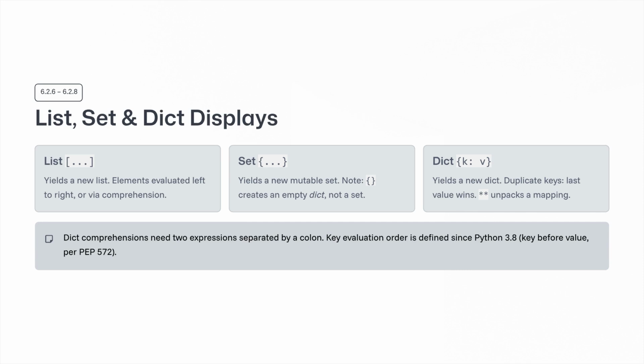The aside is worth noting, dict comprehensions need 2 expressions separated by a colon. And since Python 3.8, the key is evaluated before the value in each pair. That's defined behavior now, not an implementation detail.